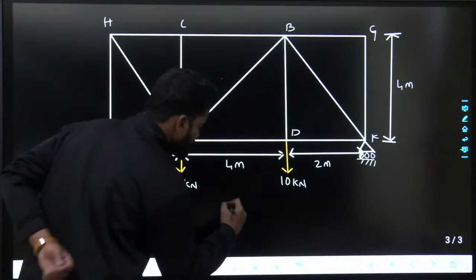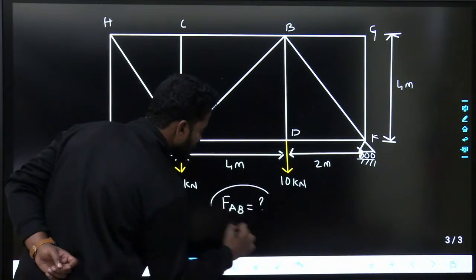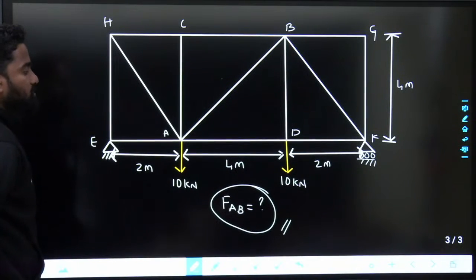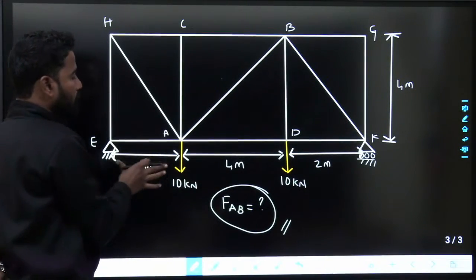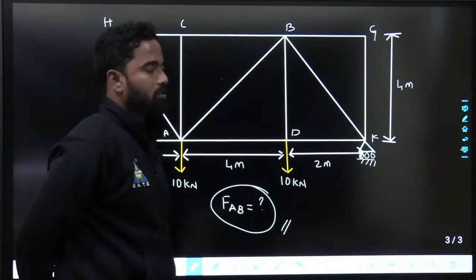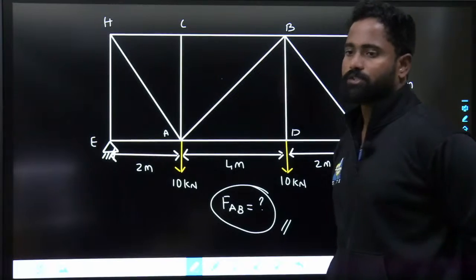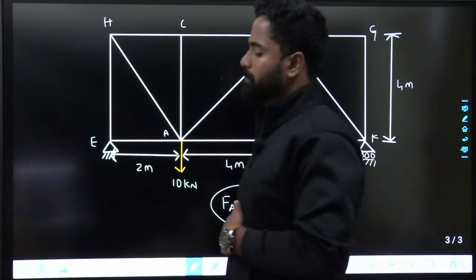Now the question is, what is the force in AB? Please find out the force in this diagonal member AB. Height is 4 meters, this is 4, this is 2 meters, this is 2 meters. Just find out the force in member AB. You can use method of sections. Please find out the force in member AB.